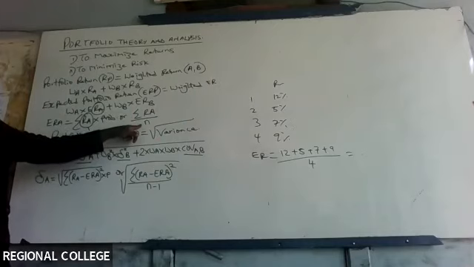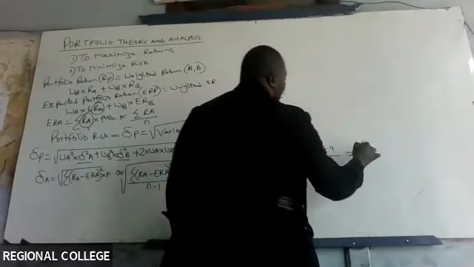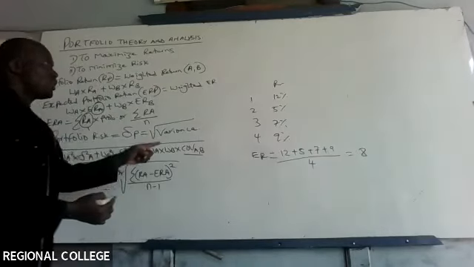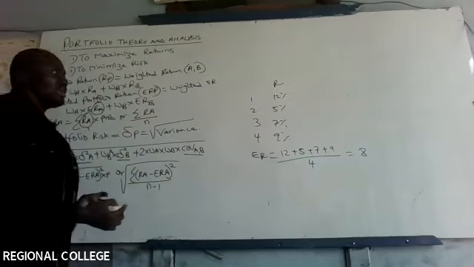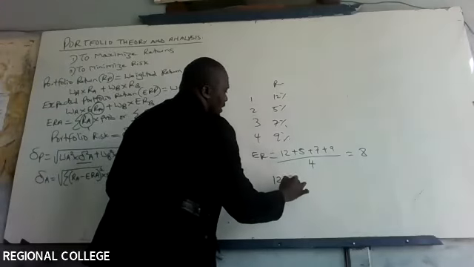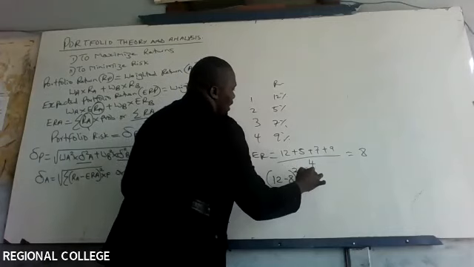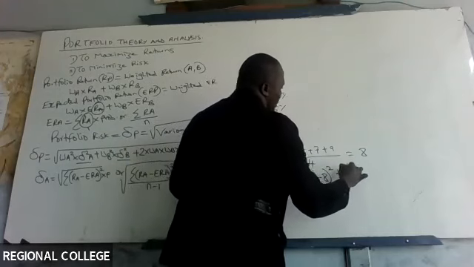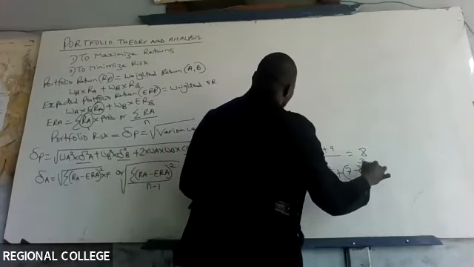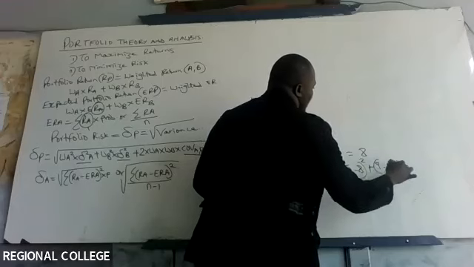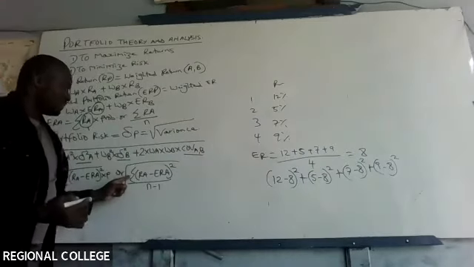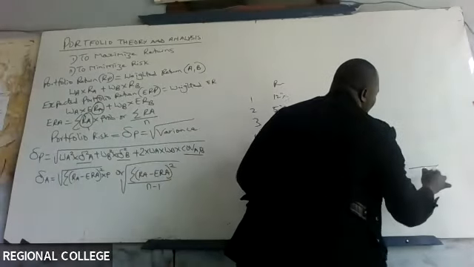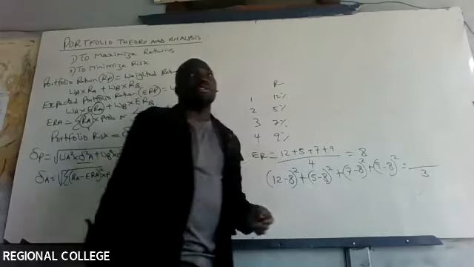So once we have our expected return here, assuming it's maybe 8, to get the standard deviation of that, maybe A, we take the returns of 12 minus 8 squared plus the returns of 5 minus 8 squared plus 7 minus 8 squared plus 9 minus 8 squared. Then the answer that we have, we divide by what? 4 minus 1, which is 3.